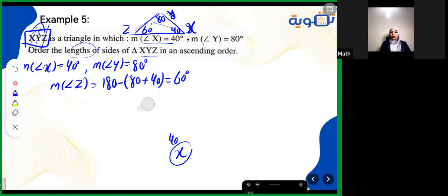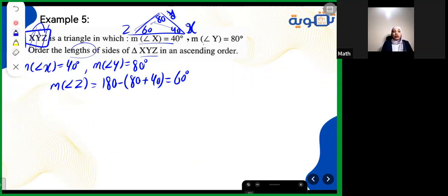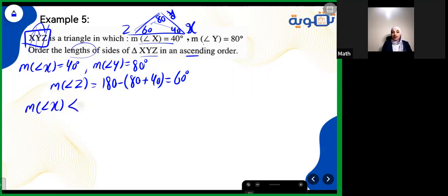So let's try to arrange them now. First of all, I need to order these angles ascending. Remember that ascending means from the smallest to the greatest, unlike descending, from the greatest to the smallest. So ascending here, I will arrange the angles first. Measure of angle X is less than measure of angle Z, which is less than measure of angle Y.